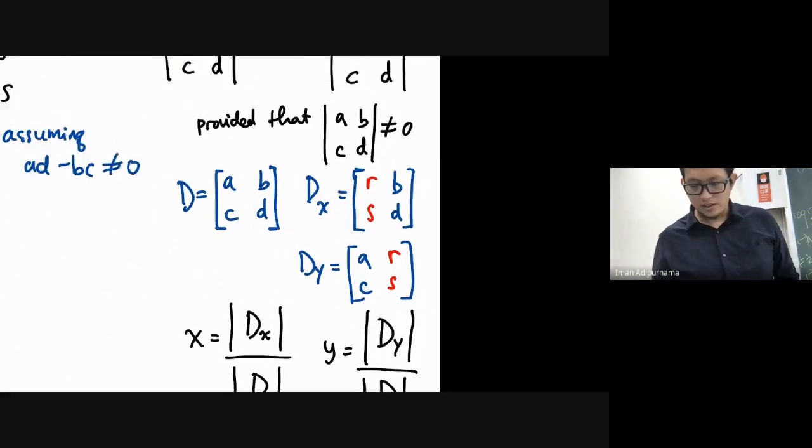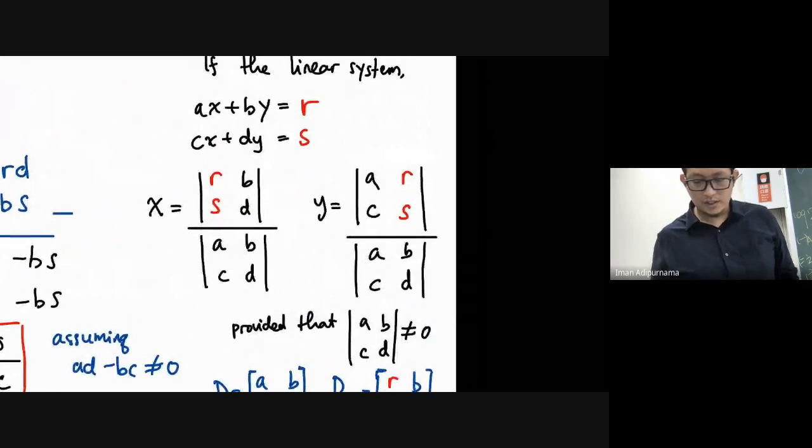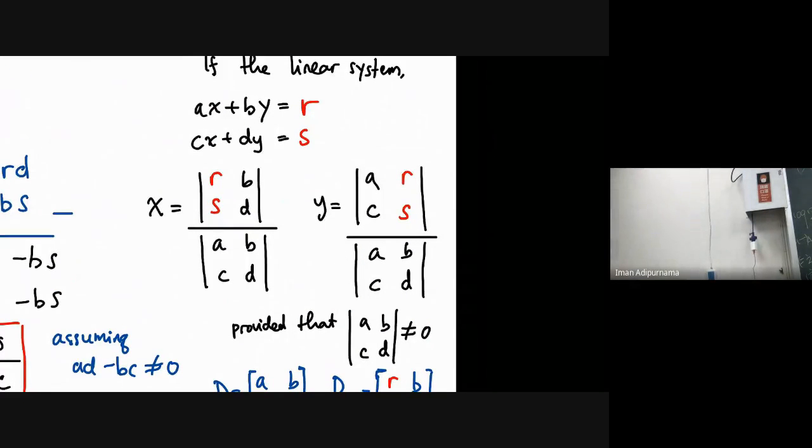So the idea at the end is, when you solve for x, instead of a, b, c, d, you change the column a, c with the r, s, and count that as a determinant and divide by the determinant of a, b, c, d. And for the y, you are changing the b, d with r and s. And in that way, you can solve and compute the x and y easily.